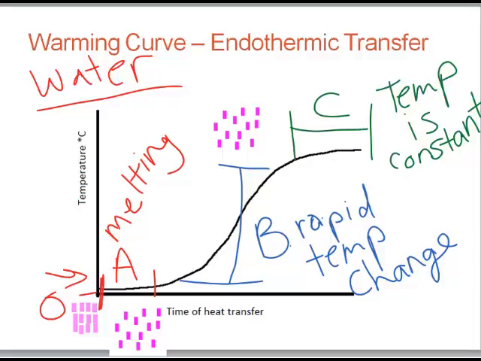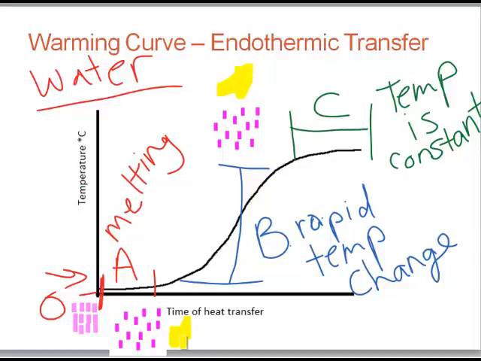If we look at the next chunk of our graph, the B chunk, where it's a rapid temperature change, we have a liquid beforehand and we have a liquid afterward. So we have a liquid at the beginning of B and a liquid at the end of B. And the particle spacing is pretty much the same. The only difference is that our temperature is changing. And when your temperature changes, the speed of your particles changes. So up here at the top of the graph, the particles are moving much faster than they were down here at the bottom of the graph.